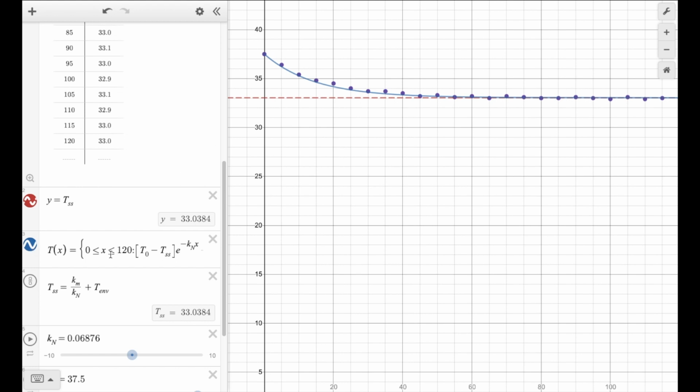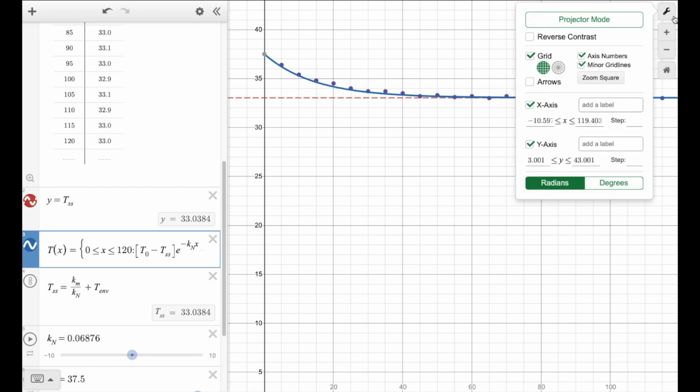The function is given as this, from 0 to 120, because we're only talking about that data range. That's the initial minus the steady state, times e to the power negative kn t, and then on the right side you'll see plus TSS. That's the simplified version in symbols, the same function that we figured out in 1C. Nothing crazy here. Once you plot that function, you see how close they fit.